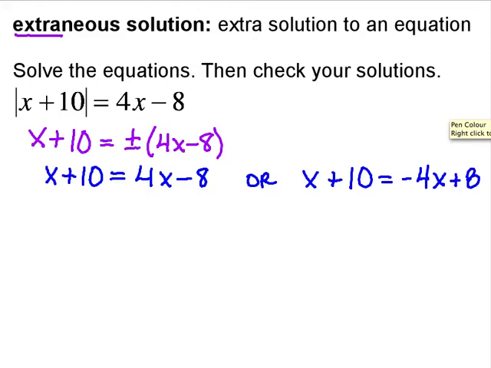So now I'm going to solve each of those equations. So I'm going to move the x over and I get 3x. Move the 8 over, what do you get?